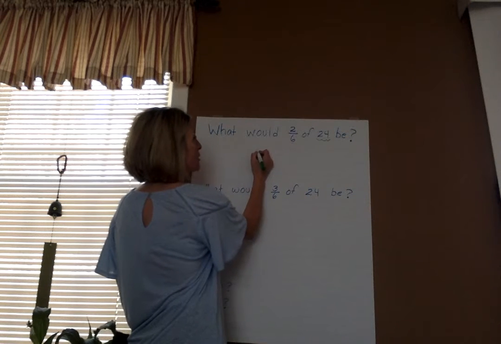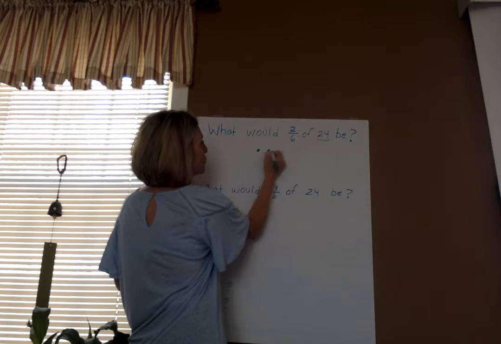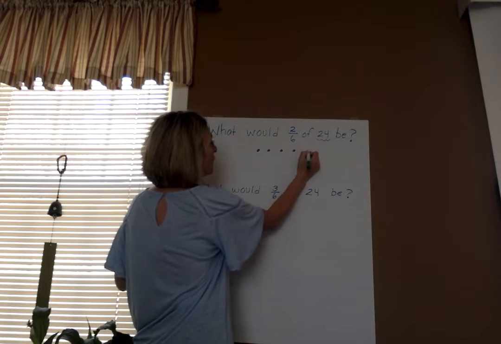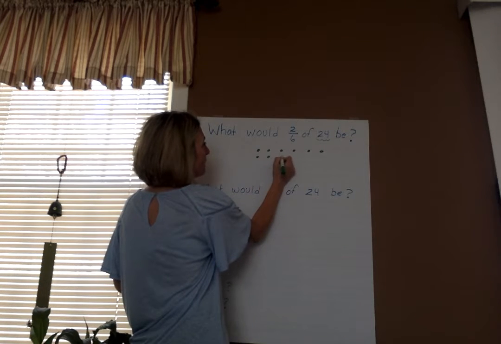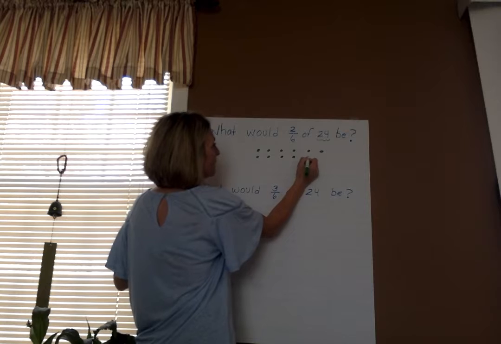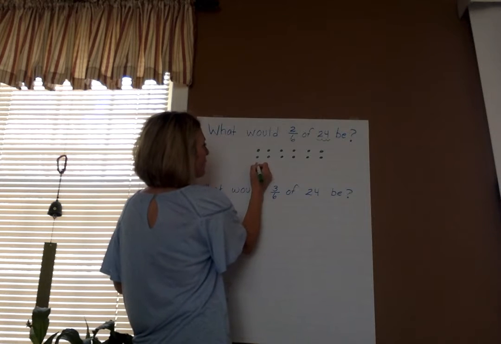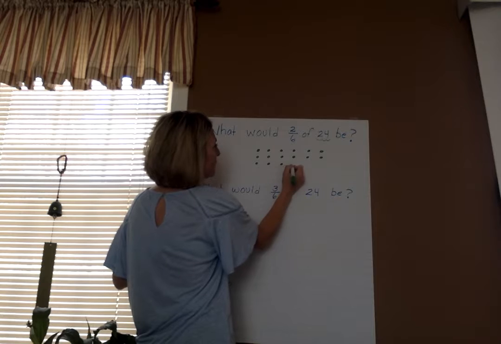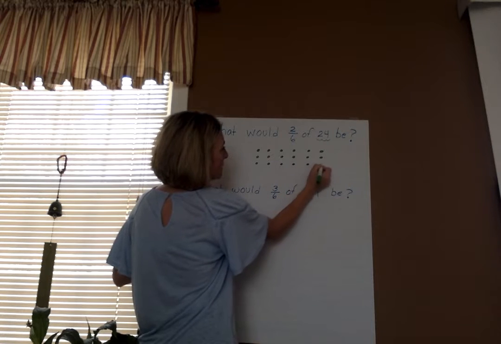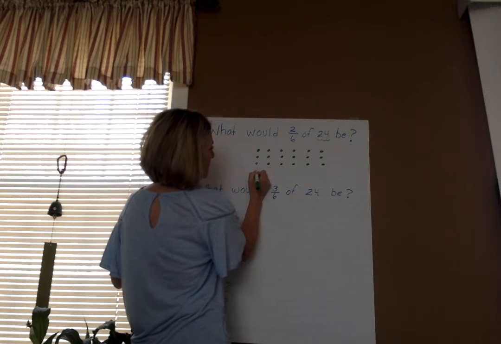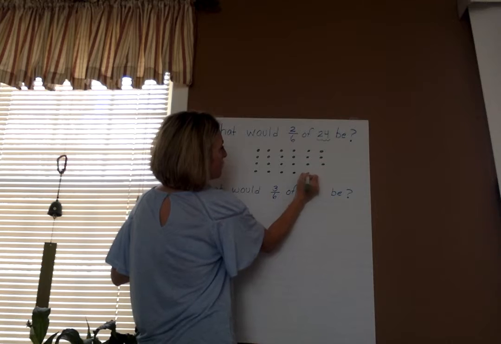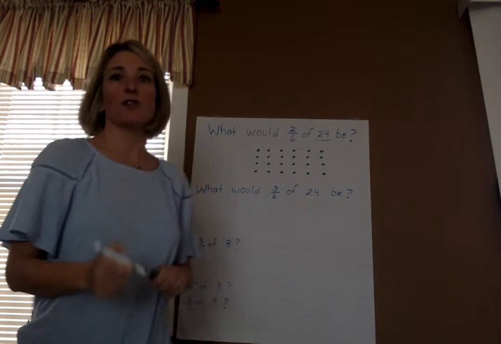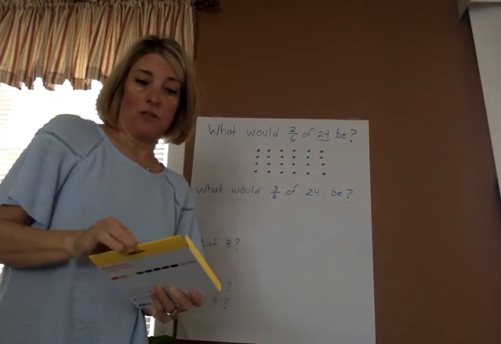So if I made 24 dots with 6 across, here's 1, 2, 3, 4, 5, 6, 7, 8, 9, 10, 11, 12, 13, 14, 15, 16, 17, 18, 19, 20, 21, 22, 23, and 24. So I just completed step 1, where I drew all of the array with the total amount.